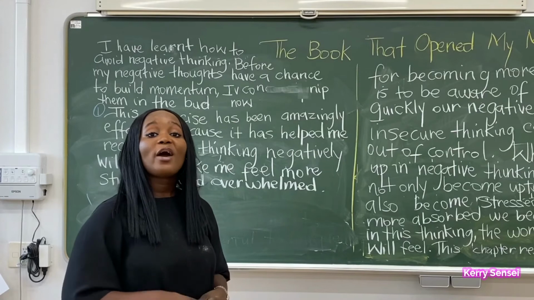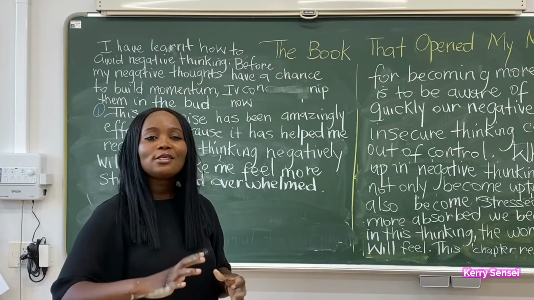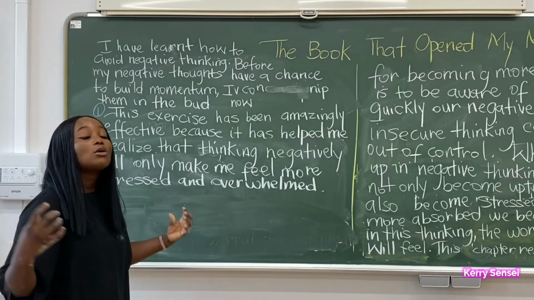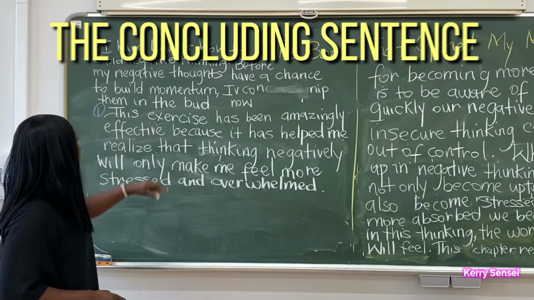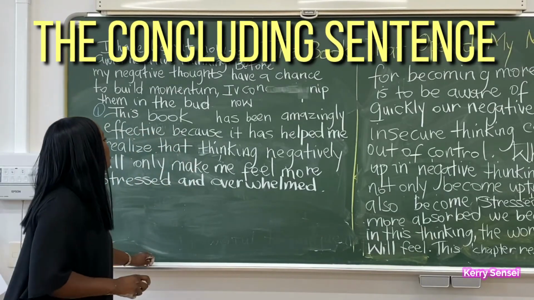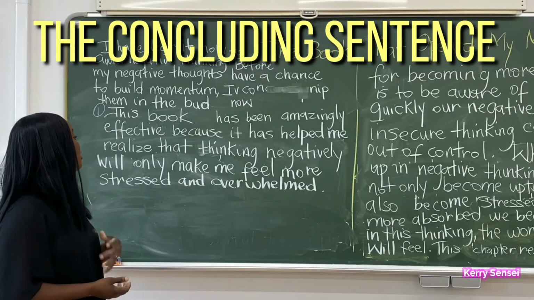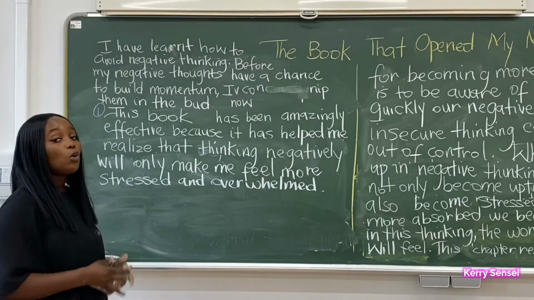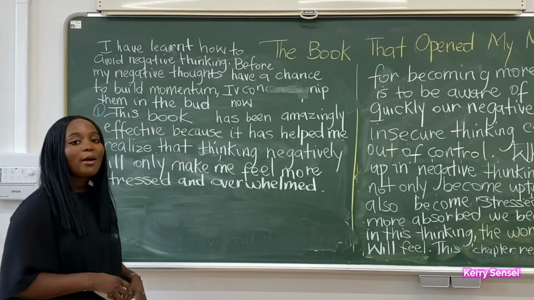So for the paragraph, you have an introductory sentence, then you have supporting sentences that are supporting the introductory sentence, and after which we try to conclude the paragraph. All right? So my conclusion sentence would be, this book has been amazingly effective because it has helped me realize that thinking negatively will only make me feel more stressed and overwhelmed. All right? And that's how I wrapped up that paragraph.